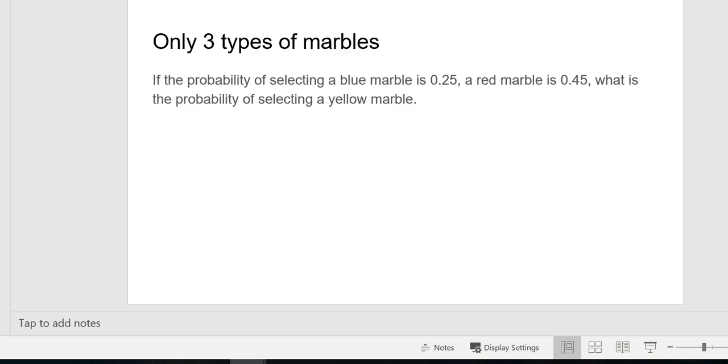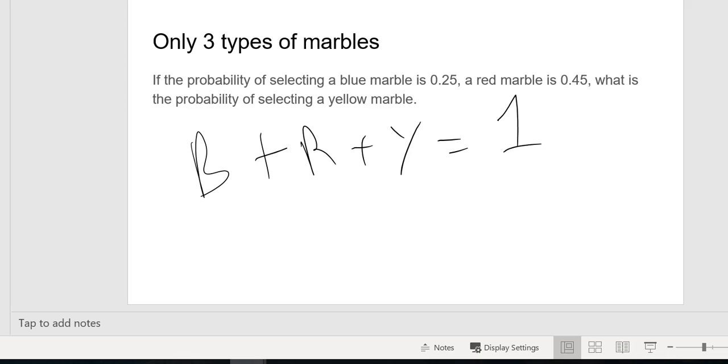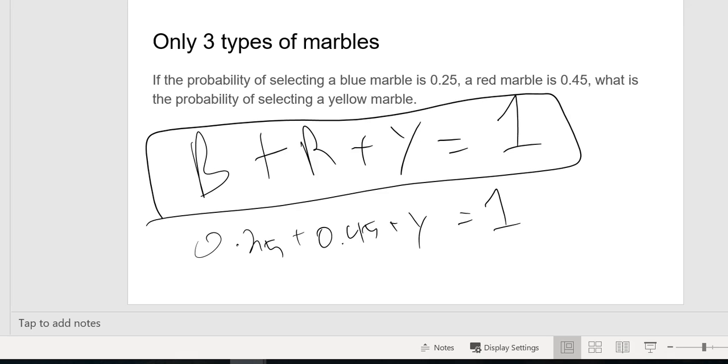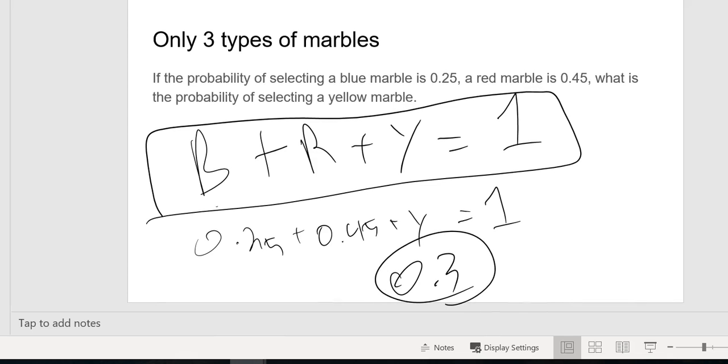Only 3 types of marbles. The probability of selecting a blue marble is 0.25, and the probability of picking a red is 0.45. What's the probability of picking a yellow? So blue plus red plus yellow equals 1. That's an important piece of information. Notice this right here. That'll help you with this problem. That means blue is 0.25, red is 0.45, and we don't know yellow, which equals 1. So that means 0.25 plus 0.45 is 0.7. So that means this one has to be 0.3. These 3 have to add up to 1.